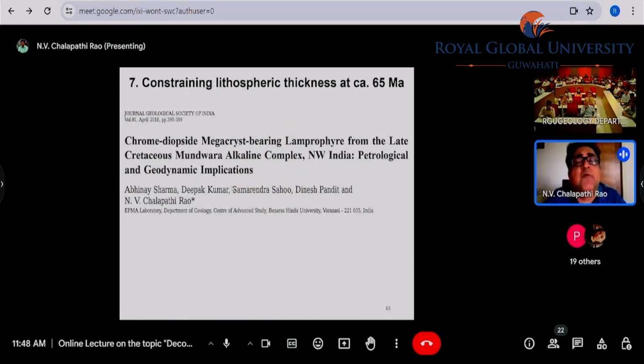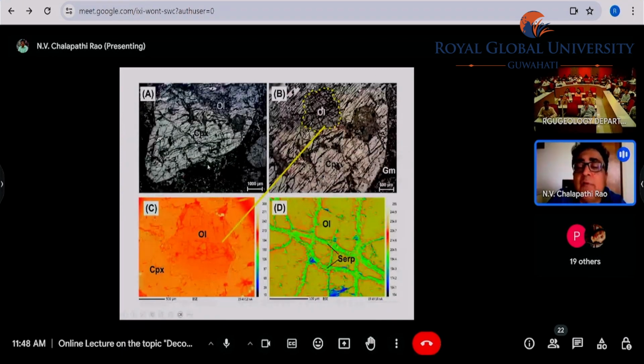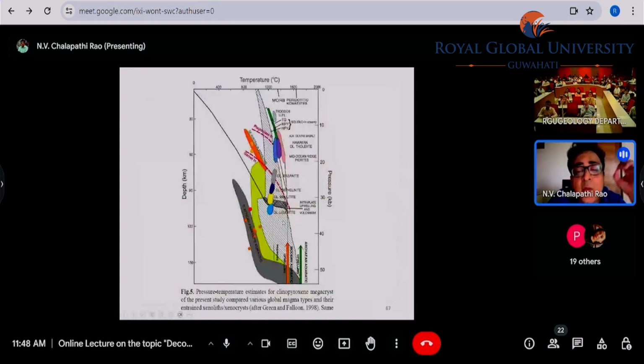So, this xenolith information is very important for us, because if you find minerals like chrome diopside, you can estimate the paleo-pressures and temperatures, and you can know the thickness of the lithosphere at the time when these rocks were erupted. For example, this is a chrome diopside which was recovered from the alkaline rocks in Mundwara. This chrome diopside, we measured its chemistry. This is olivine, this is CPX. CPX is a chrome diopside here. And we calculated the depth, pressure and temperature from which these xenoliths were derived. They were all derived from depths corresponding to around, you can see, 60 to 90 kilometers depth. That means we know the thickness of the lithosphere at the time when this lamprophyre was erupted.